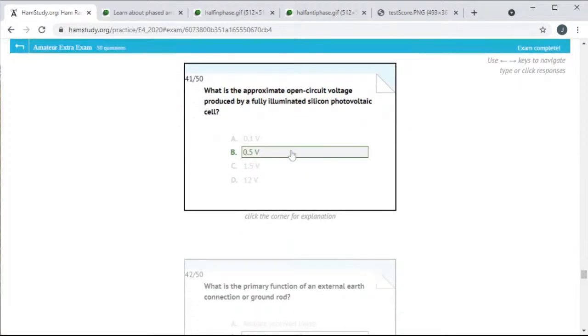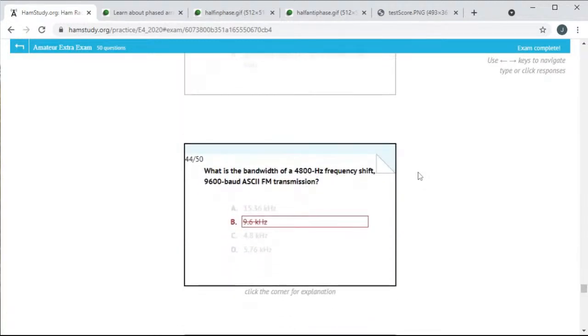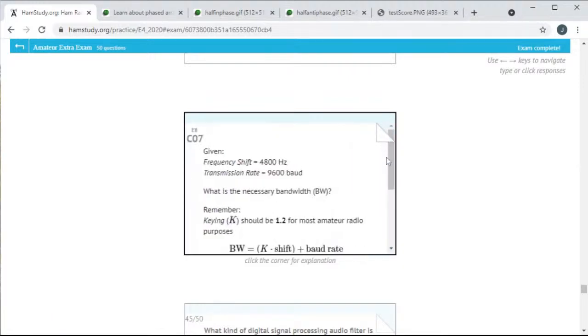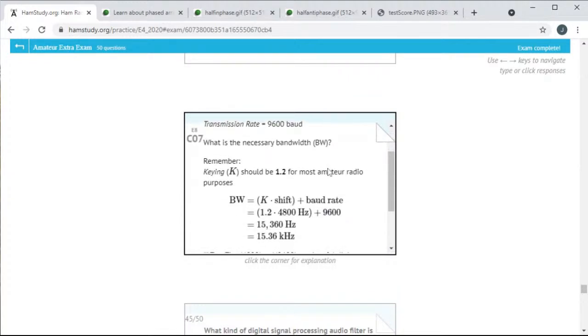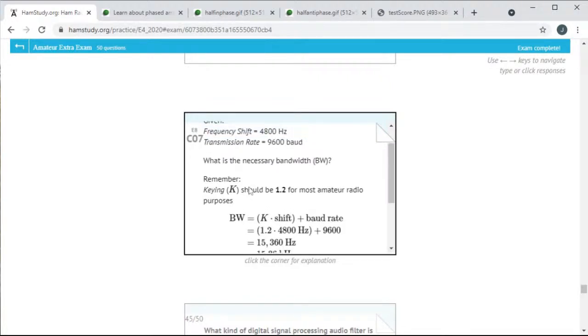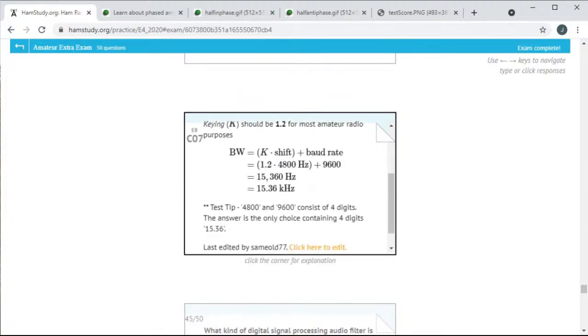And I was right about each cell being half a volt. And I was wrong about this one. Frequency shift is, so bandwidth, so keying is 1.2. So it's 1.2 times the shift plus the bandwidth.